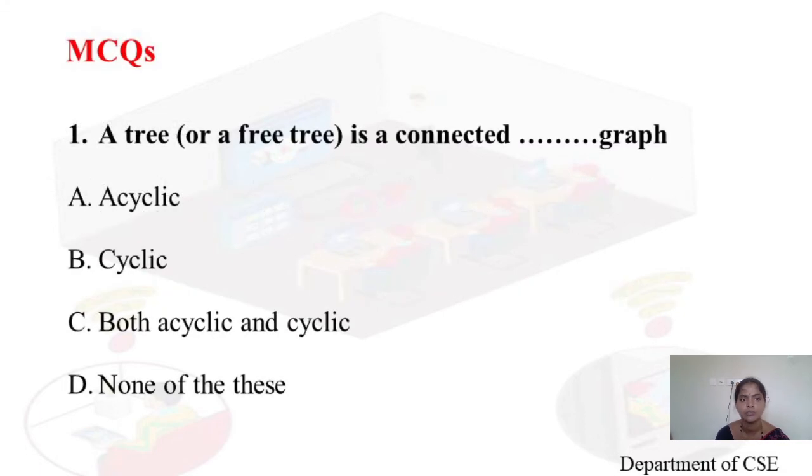Then we are having some multiple choice questions which we will be discussing. The first one is: a tree or a free tree is a connected dash graph. Is it acyclic, cyclic, both acyclic and cyclic, or none of these? A tree is a connected acyclic graph. So the answer is acyclic.